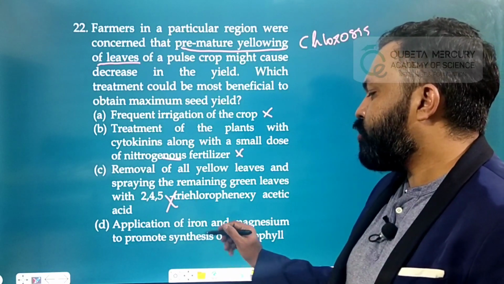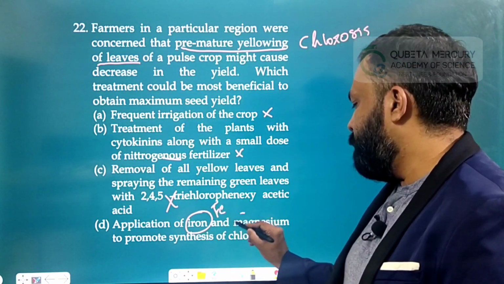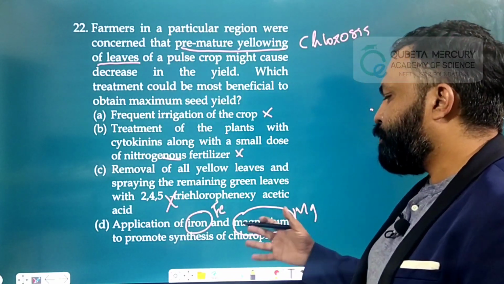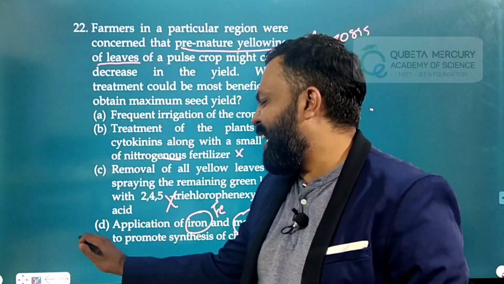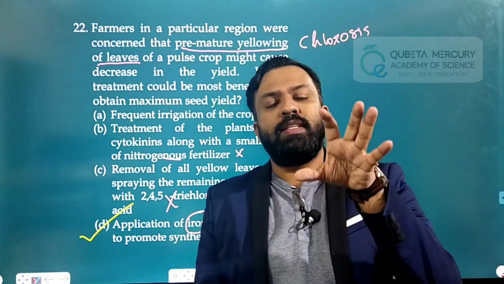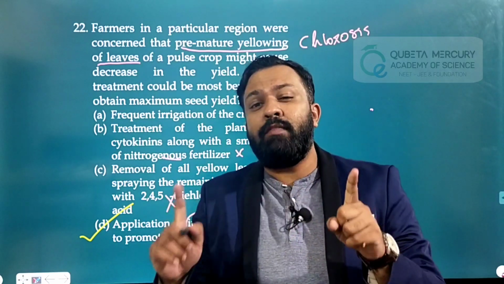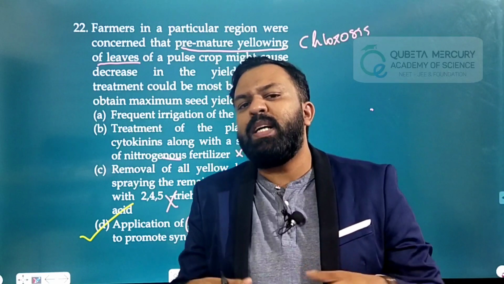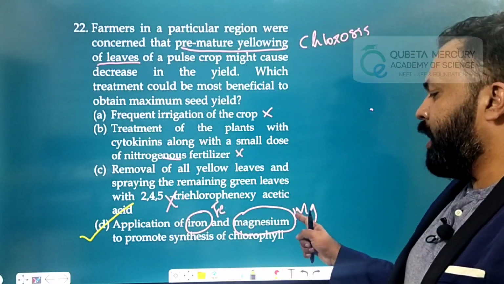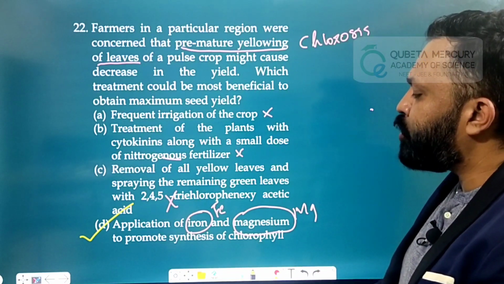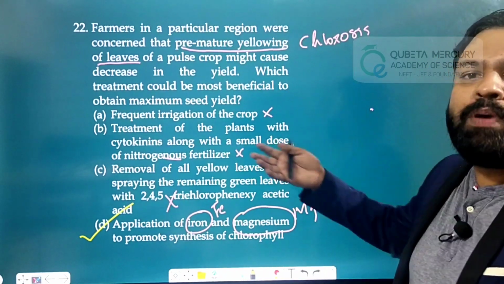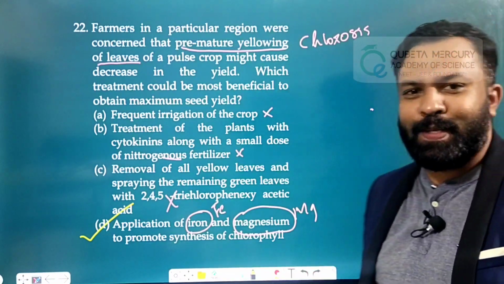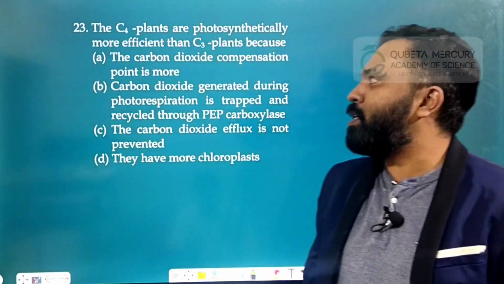Option D, application of iron, that is Fe, and magnesium, that is Mg, to promote synthesis of chlorophyll. That is the right answer, because iron is required for the synthesis of chlorophyll, and magnesium maintains the ring structure of chlorophyll, right? Due to the deficiency of iron and magnesium, chlorosis will be present on the plant body. The premature yellowing will be shown by the plants due to the deficiency of iron and magnesium. So by supplying iron and magnesium to the plant body, the chlorosis can be reversed. Thereby option D is the right answer. Okay? Yes. Question number 23.